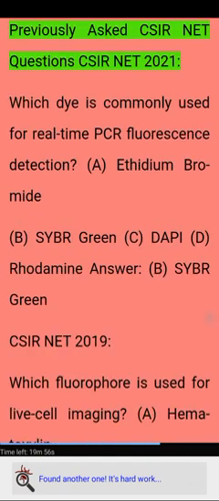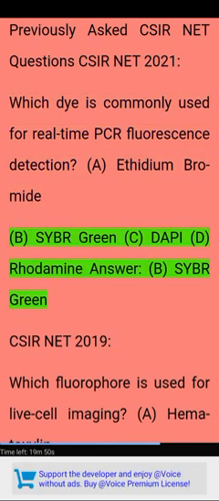Previously asked CSIR NET question, CSIR NET 2021. Which dye is commonly used for real-time PCR fluorescence detection? A. Ethidium bromide. B. SYBR Green. C. DAPI. D. Rhodamine. Answer: B. SYBR Green. CSIR NET 2019.